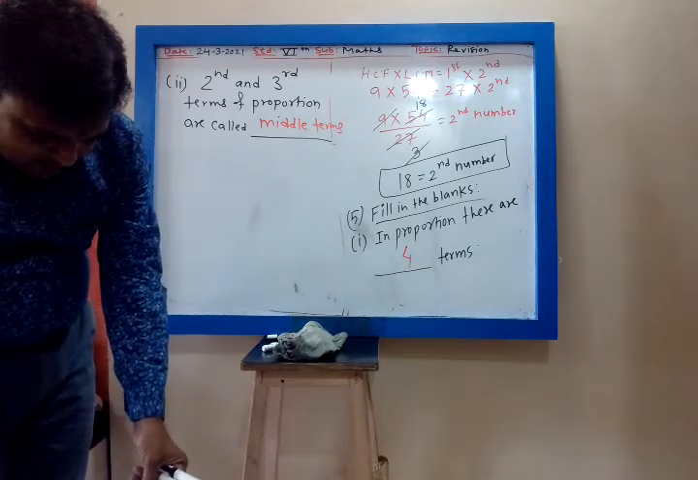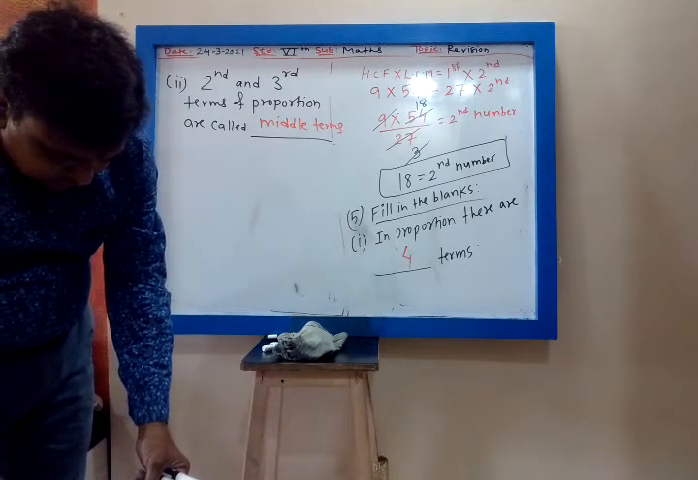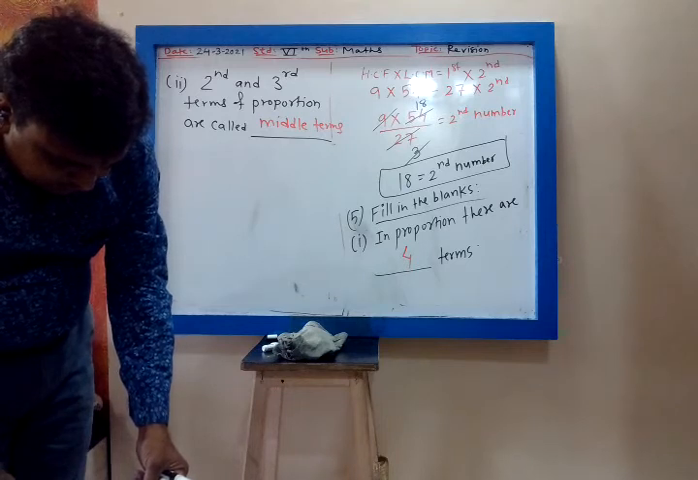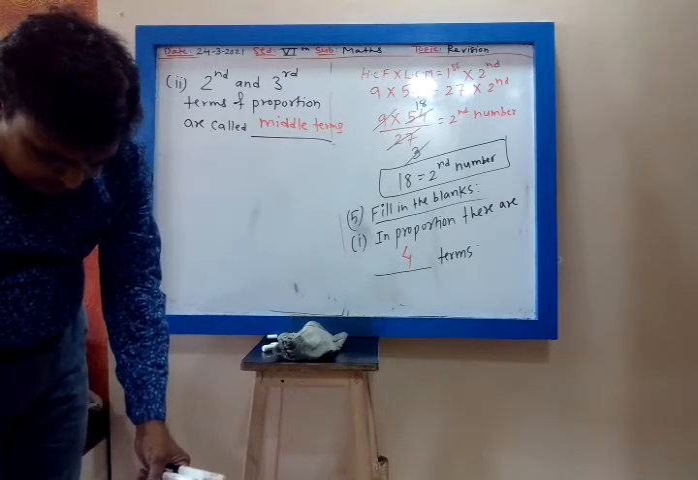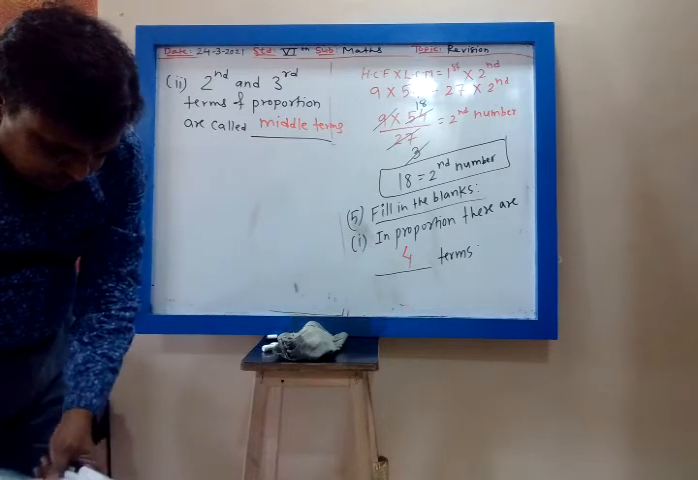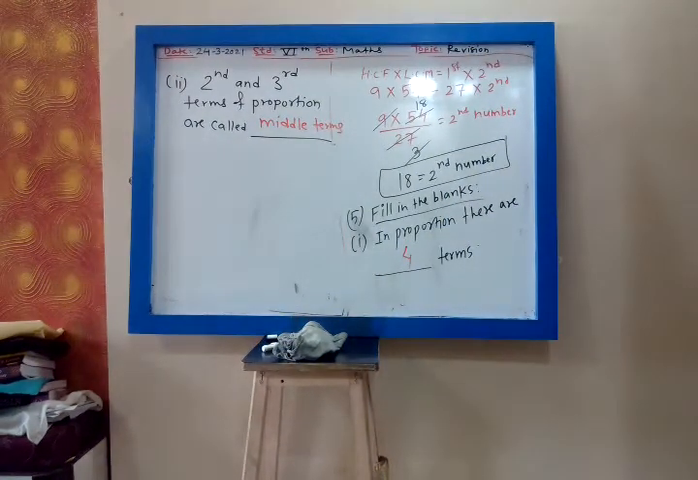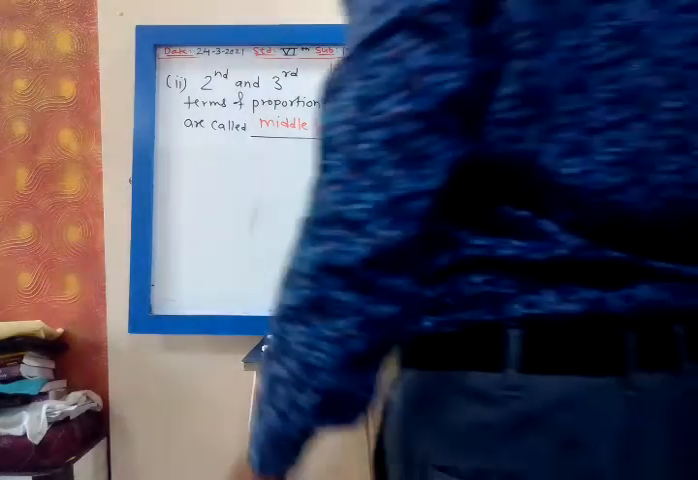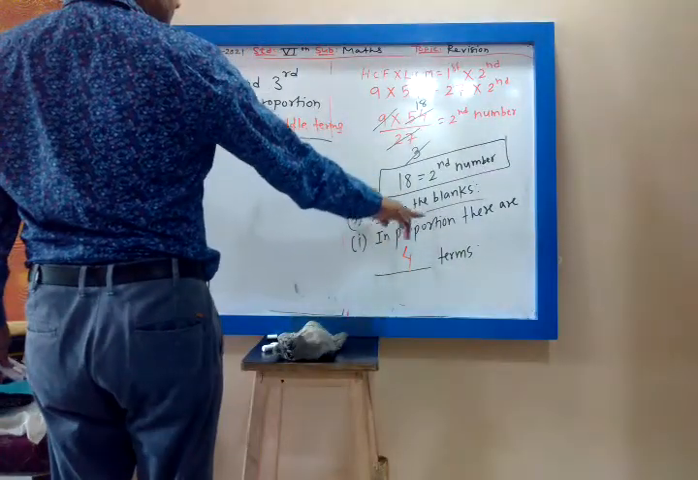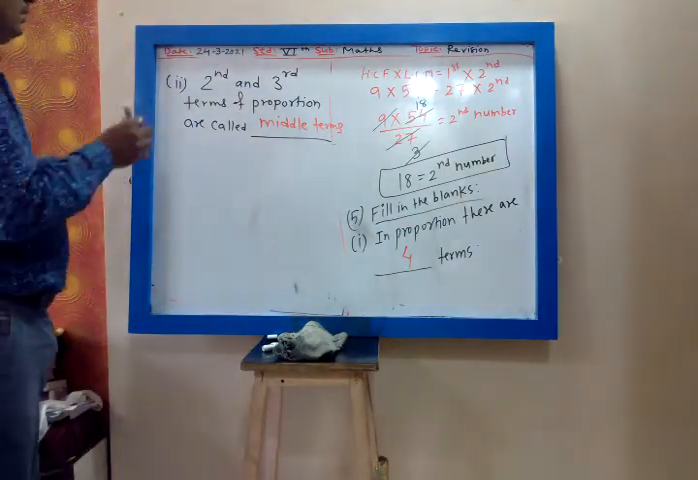Third question is not there. Now second answer is middle terms or mean terms. Fill in the blank. In proportion there are 4 terms. Second and third terms of the proportion are called middle terms.